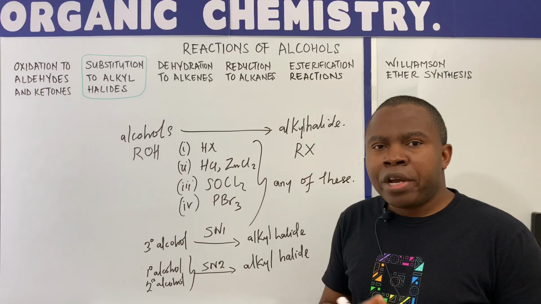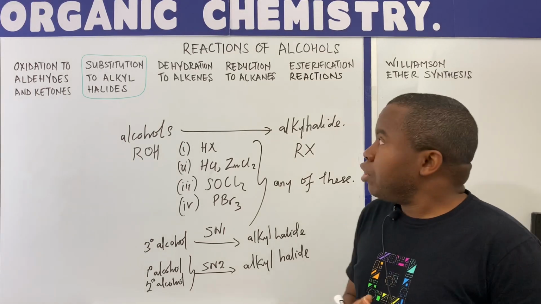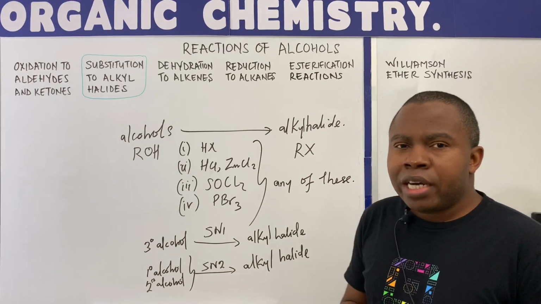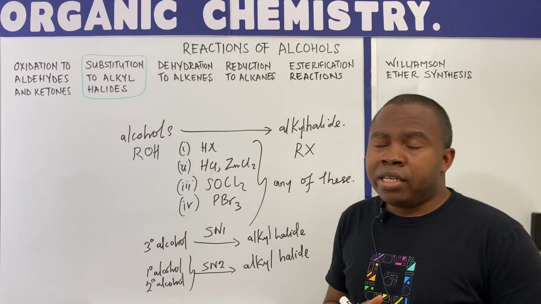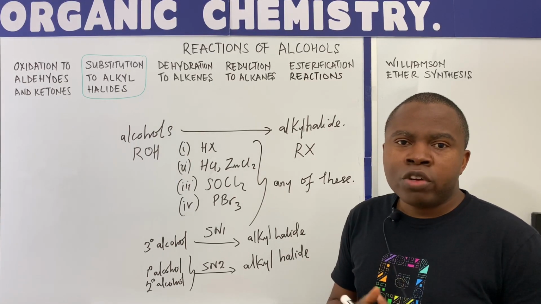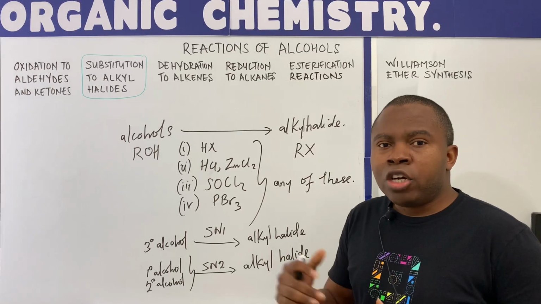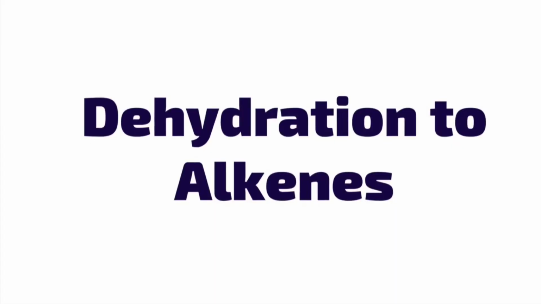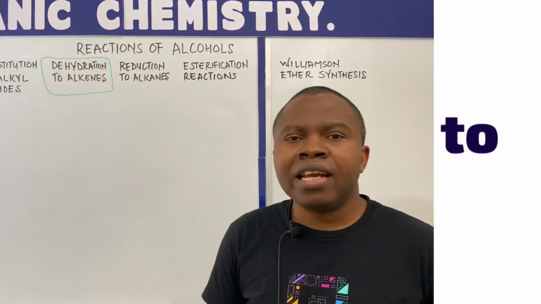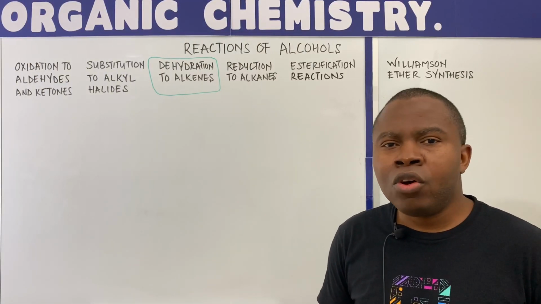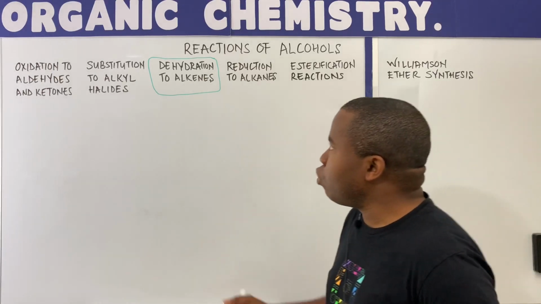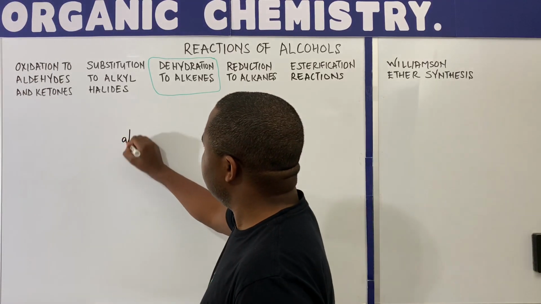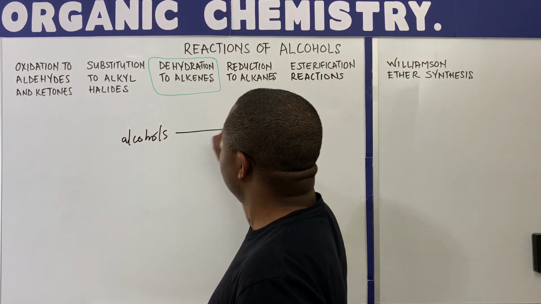And next, we're going to jump into the dehydration to alkenes, the reaction of alcohols that leads to the formation of alkenes. So I'll jump into that just in a moment. In the last example, we talked about how alcohols can be converted to alkyl halide. In this example, we're going to see how we can convert alcohols to alkene.